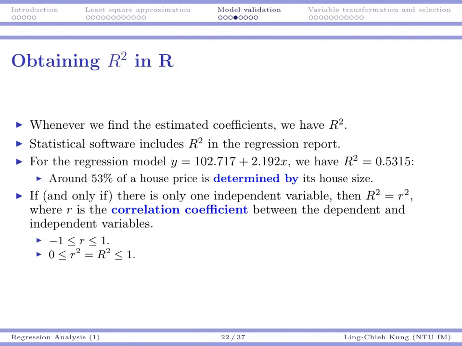So it's not very surprising that R-square is the square of R. But we use a different symbol, capital R, because R-square is actually defined for any number of independent variables. So it's much more general than the correlation coefficient. Originally, it comes from the correlation coefficient when there is just one independent variable. So that's why its name is R-square.